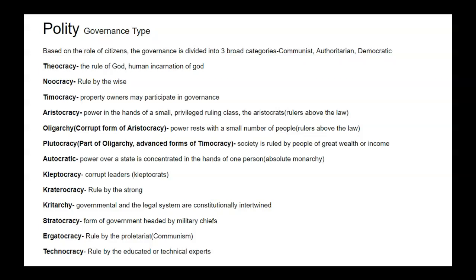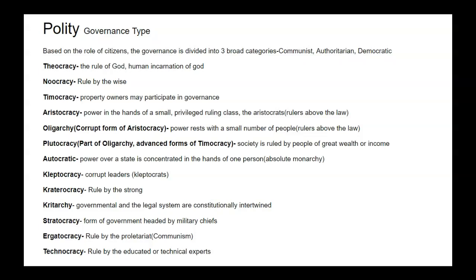Then clitarchy, where the power was controlled by strong people. Then critarchy. In critarchy, the governmental and legal system are constitutionally intertwined. Then the next one is stratocracy. In this form of government, it was headed by a military chief.